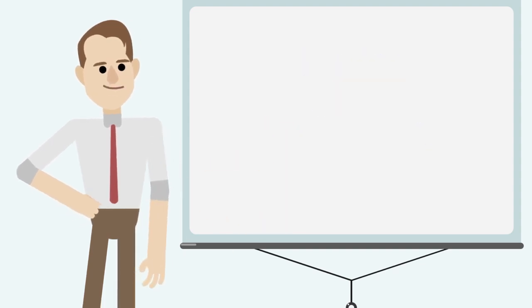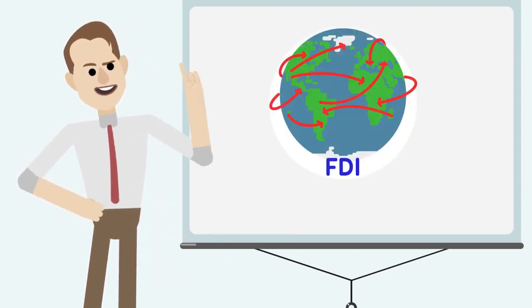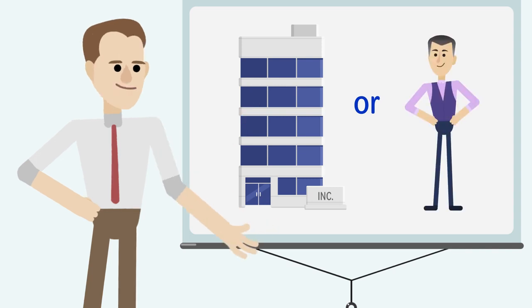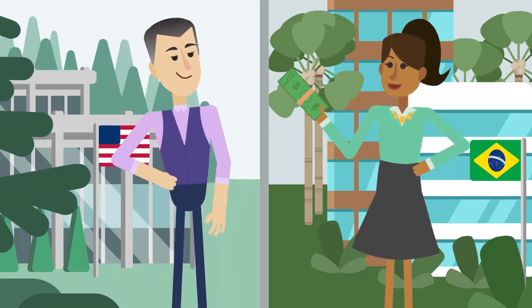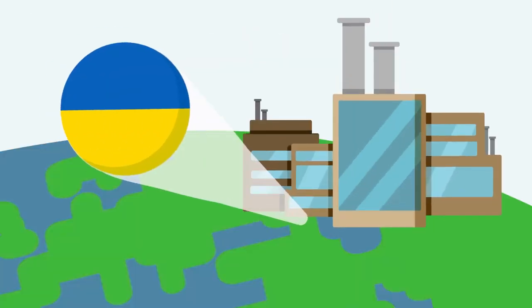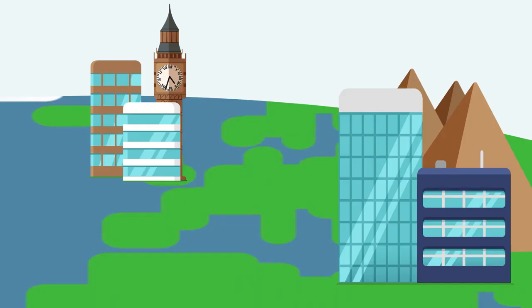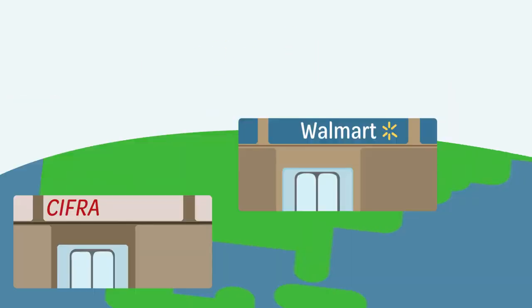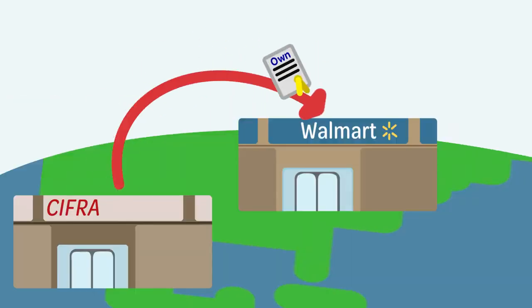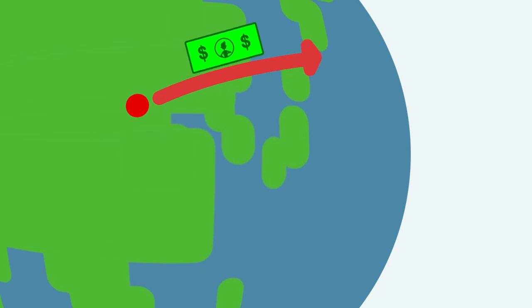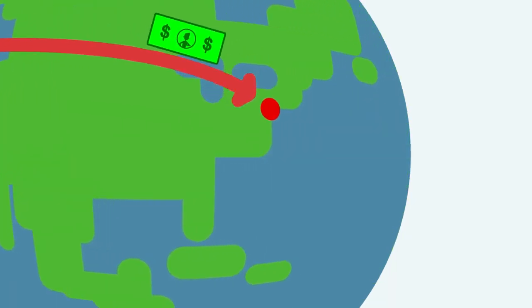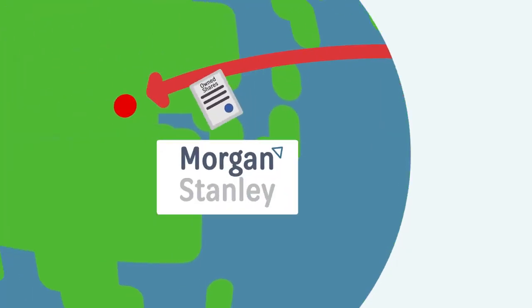Like it sounds, an FDI is an investment a firm or an individual makes into business interests located in a country outside of their own. FDIs could include a new factory in a foreign country, like Tesla's factory in China, a purchase of an existing company, like Walmart's purchase of the retail chain Cifra in Mexico, or an investment into companies in foreign markets, like China Investment Corporation's $5 billion investment for nearly a 10% share of Morgan Stanley.